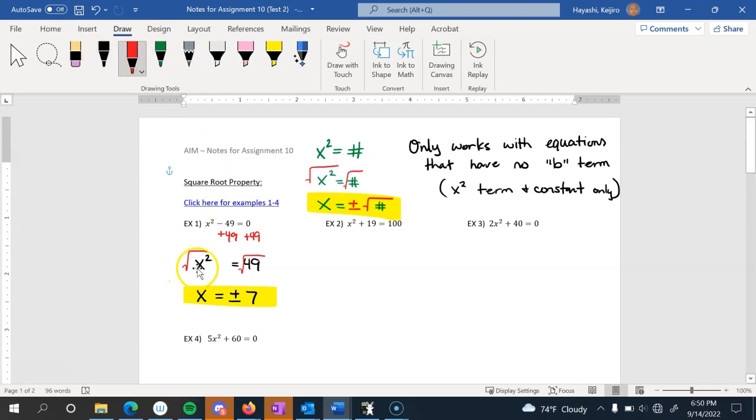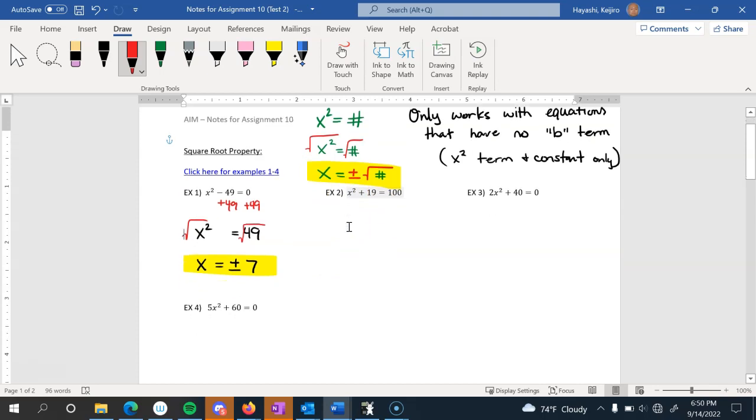But in each of these, we're looking to get a variable squared equaling a number. Same thing with example 2. We want a variable squared on one side, an equal sign, and then a number. So how can I get that from what I have? Okay, so I'll subtract 19. So x squared equals 81. 81, which we can take the square root of, right? So x equals plus or minus 9.